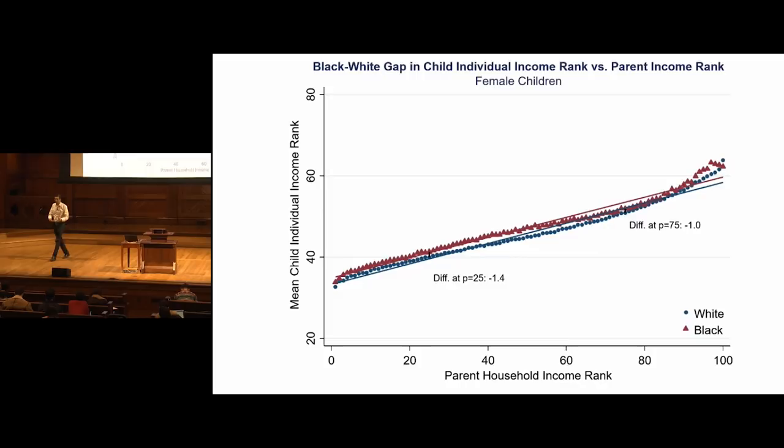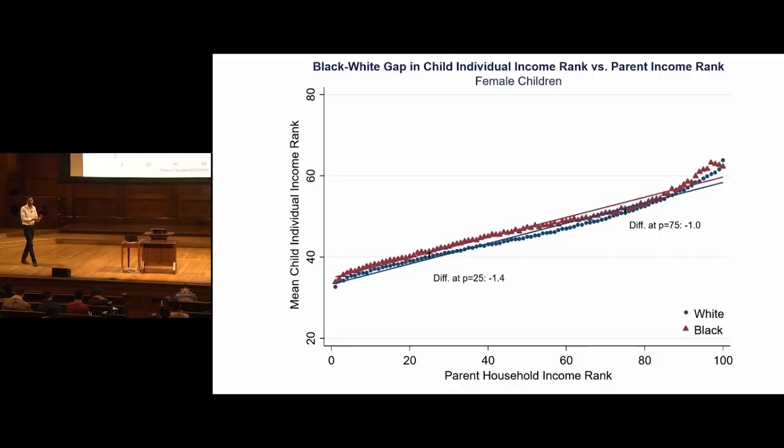But you have to remember that on average, because we have racial disparities in the US, white women tend to grow up in much higher income families than black women. So if you just look at the raw averages, white women end up having higher average incomes than black women because they're growing up in higher income families. But what this is saying is conditional on their parent income.